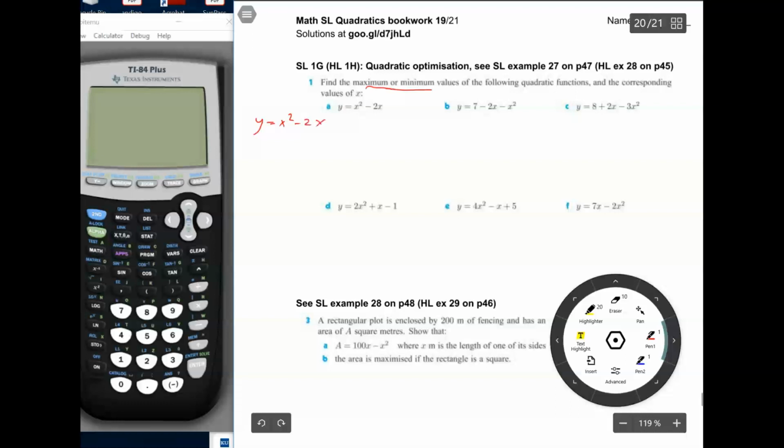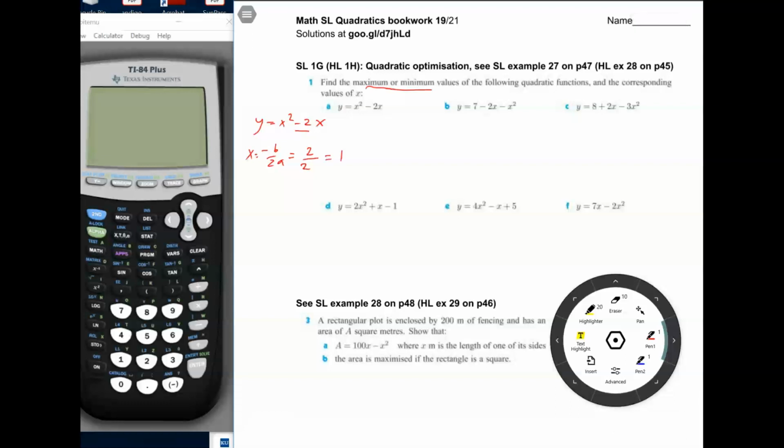So, to find the vertex, we could just use negative b over 2a, right? So x equals negative b over 2a. What is our negative b value? It's negative 2. So minus negative 2 is positive 2. And then the a value is 1. So our x value is 1.